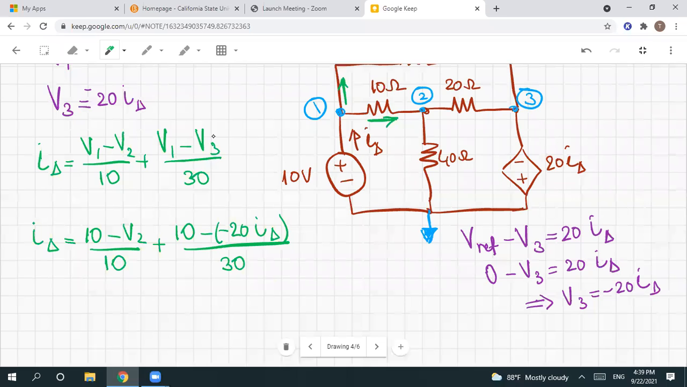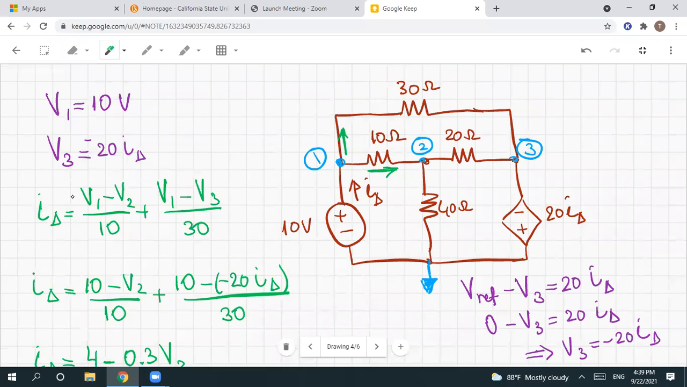Now I can rearrange this equation. I can take I delta to the other side and do some mathematical manipulation, and then I delta will be equal to 4 minus 0.3 V2. So this will be I delta.